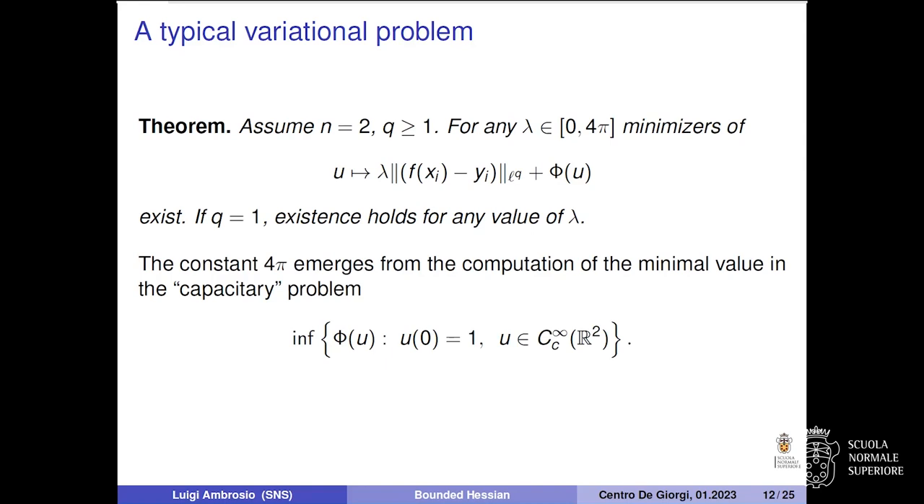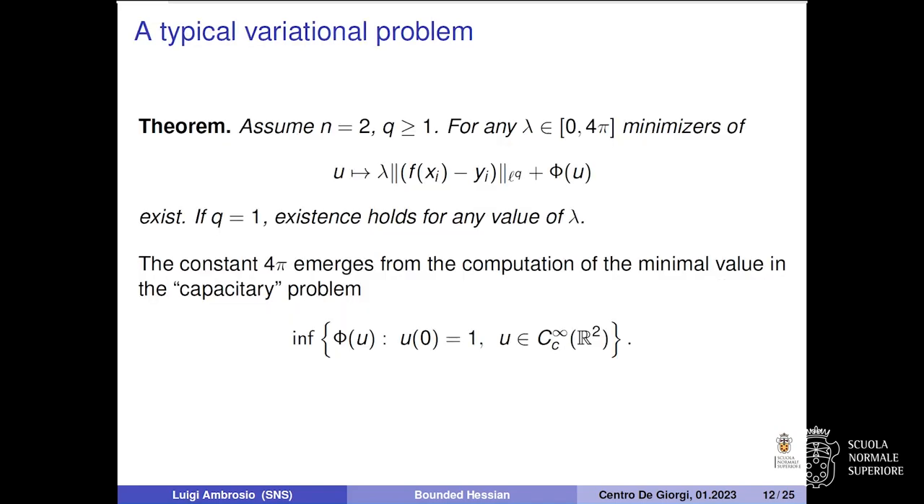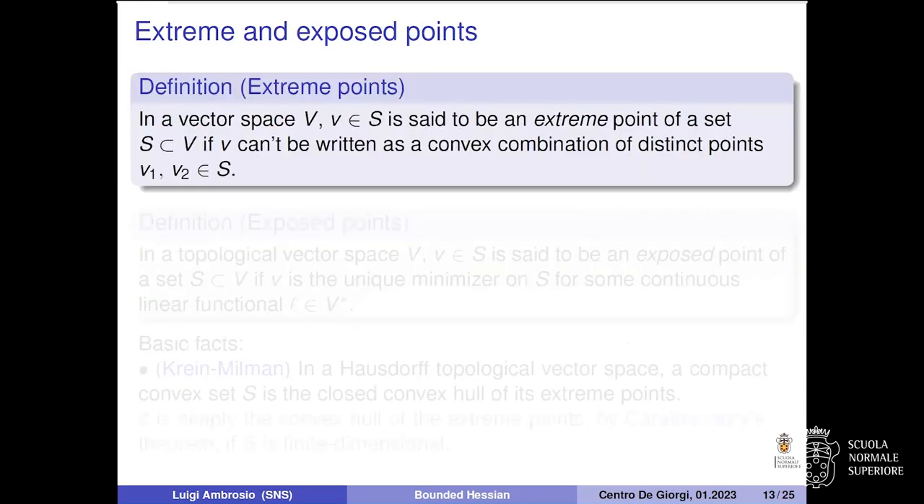And so, this critical value for pi comes exactly from the heuristic argument I was telling you before. You have to try to understand how much energy you need, this is a kind of capacitary problem, to put the value of U at 0 equal to 1 and to have a compact support. Okay, so this is more or less a traditional analysis, modulo more detail.